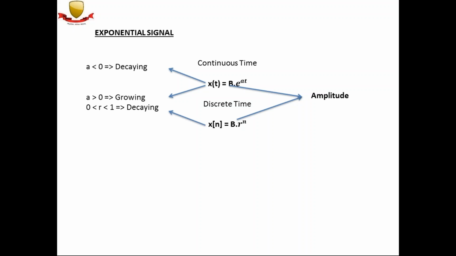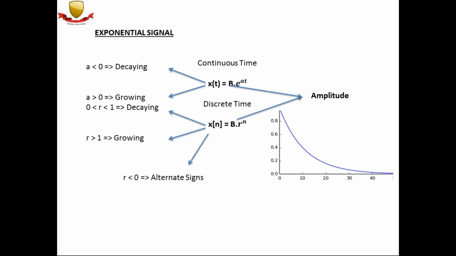Similarly, in case of discrete time, if the value of r lies between 0 and 1, the graph will be decaying in nature. In case r is greater than 1, it will be growing in nature. If r is less than 0 in case of a discrete time signal, the graph will be alternating, meaning sometimes it will be positive, sometimes it will be negative. So this is all about the exponential setup, and this is how it actually looks.